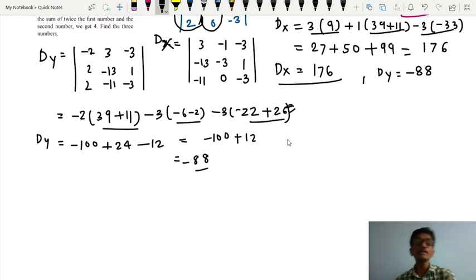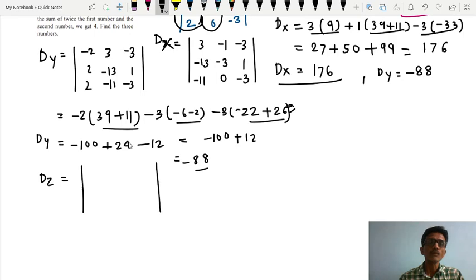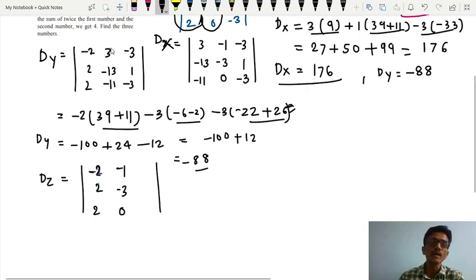Yes, students. Then dz we will find. How to get dz? Yes, pay attention. Dz is equal to the determinant of what? Minus 2, 2, minus 2, 2 and 2 in the first column, then the second column is minus 1, minus 3, 0, and the third column is what? Coefficient of z we replace by constant, that is 3, minus 13 and minus 11.